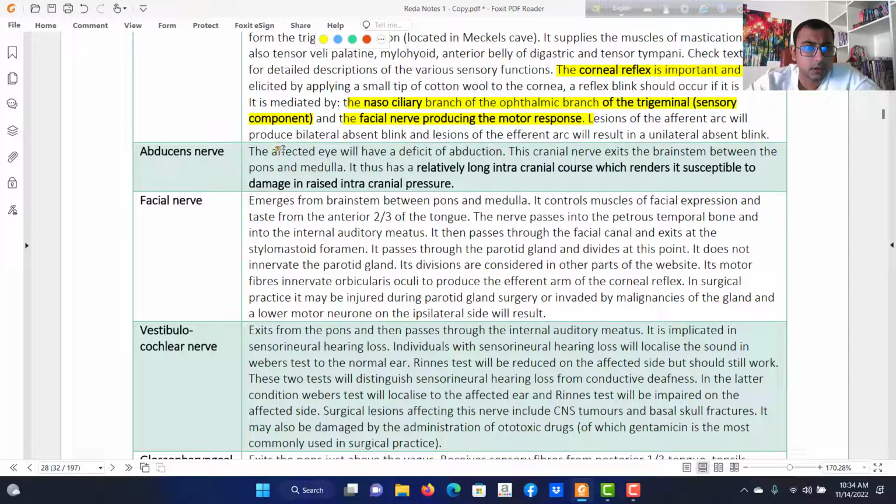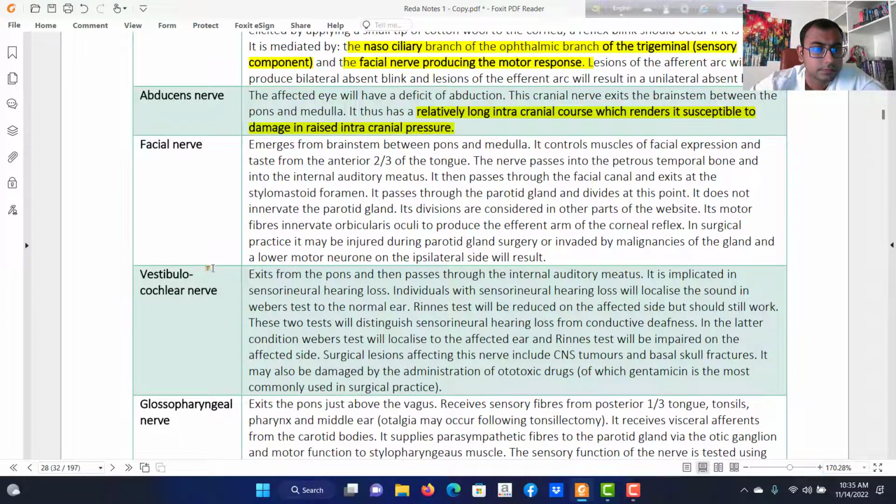Abducens nerve. It has a long cranial course. Long cranial course so it is rendered susceptible to damage in raised intracranial pressure. So in case of raised intracranial pressure, abducens nerve can be damaged or injured. In that case, superior oblique muscle will be impaired.